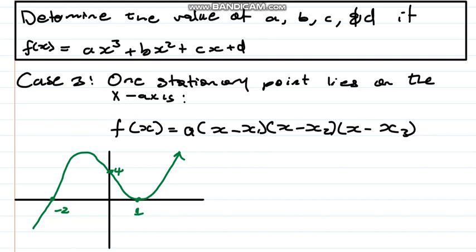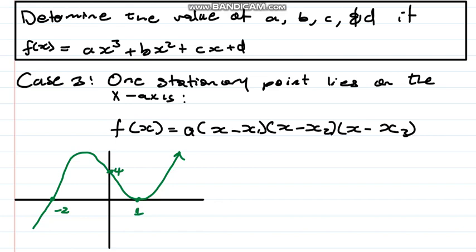The cubic function's equation is given by f of x is equal to ax cubed plus bx squared plus cx plus d. But when you rewrite it, you can get it in the form of a(x minus x1)(x minus x2)(x minus x3), taking note of the brackets involved there. Right, so let's get on it.